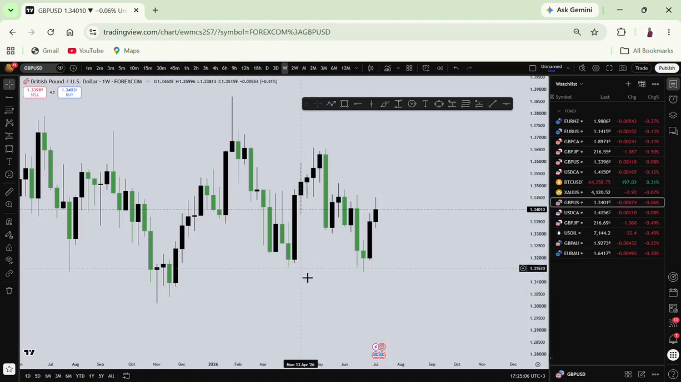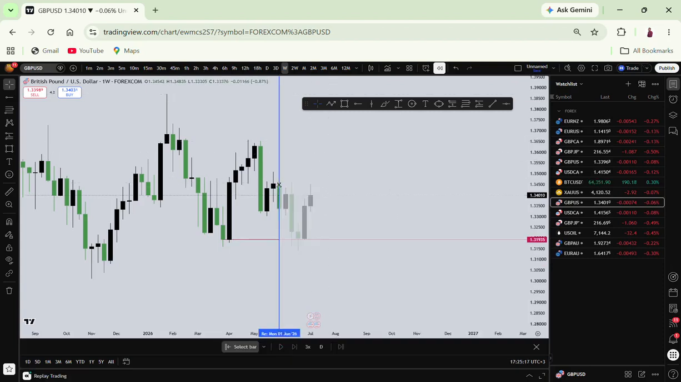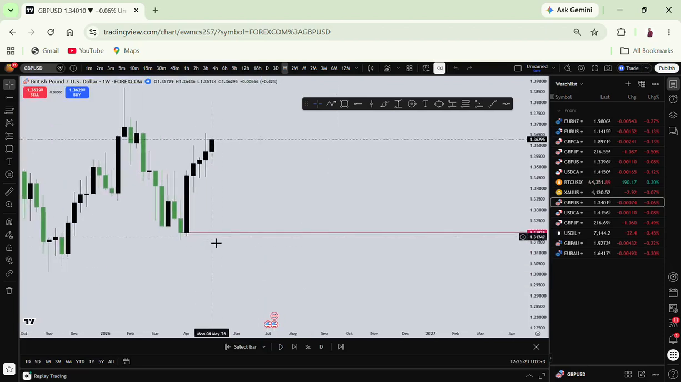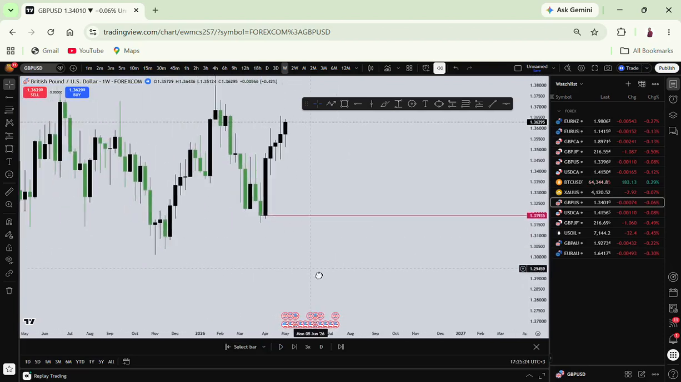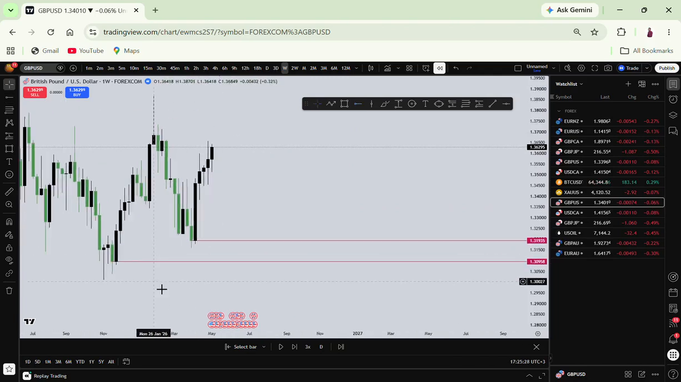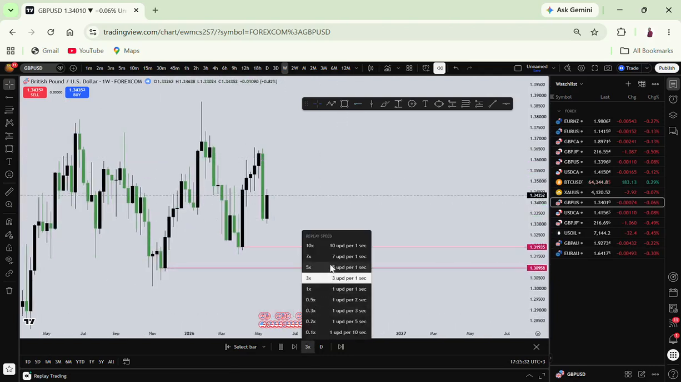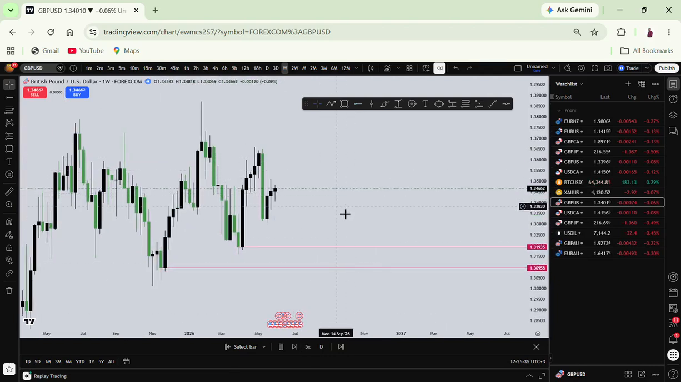So on this chart, if you look at GBP USD in this weekly time frame, this will be our support level. Let me try to go back in time. So this will be our support level. This will also be our support level. All right, so when we play it back, you can see how the market moves slowly.